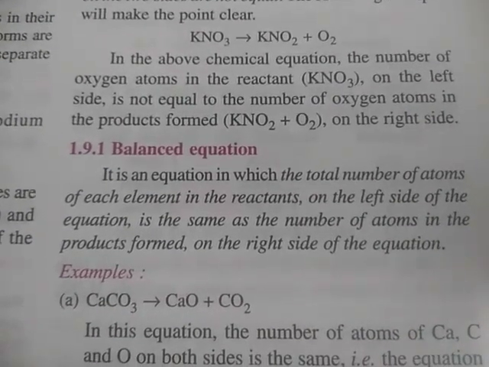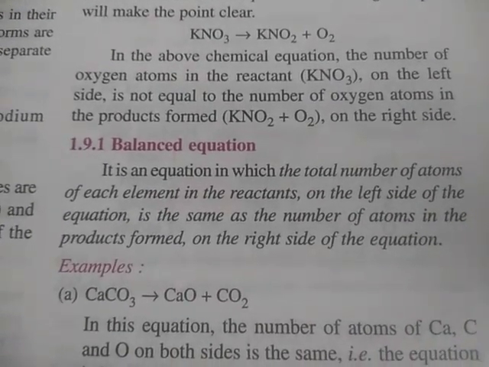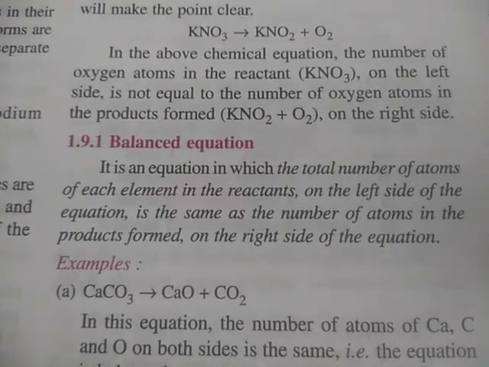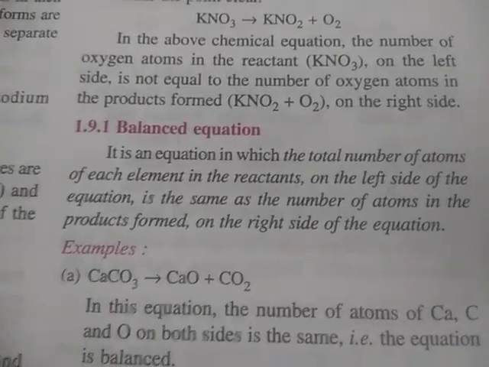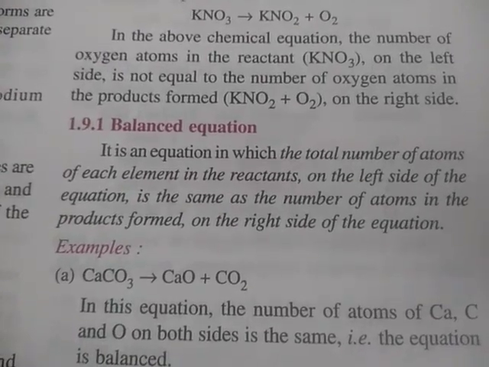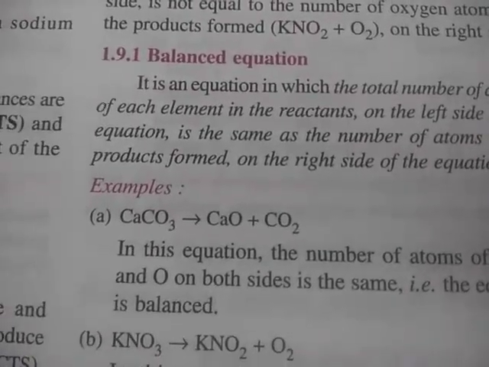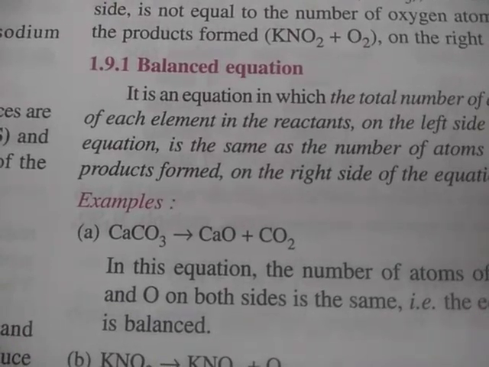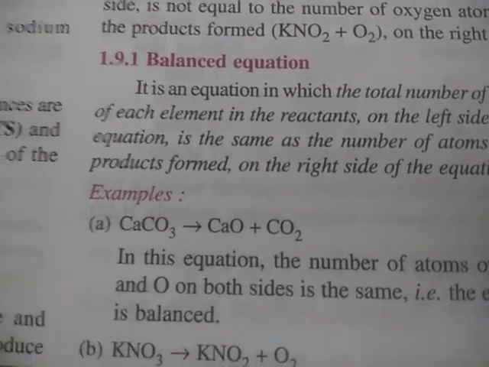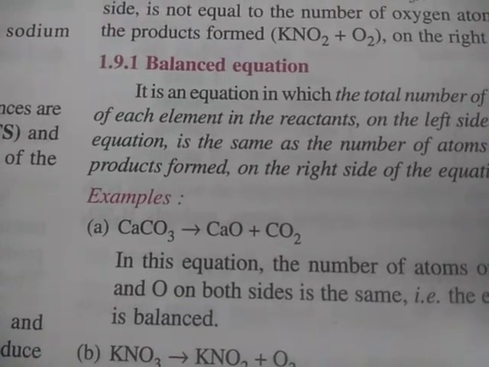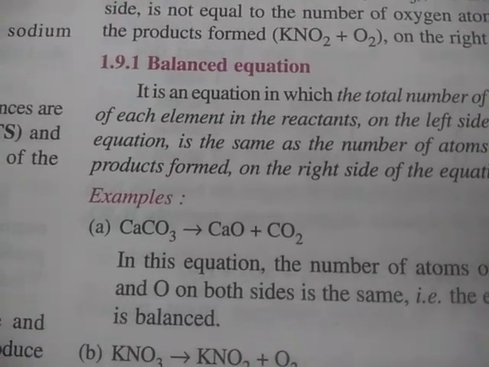Now what is a balanced equation? It is an equation in which the total number of atoms of each element in the reactants on the left side of the equation is the same as the number of atoms in the products formed on the right side of the equation. For example, here you can see calcium carbonate will give you calcium oxide and carbon dioxide. Now how many atoms of calcium are there on the left hand side? It is 1. On the right hand side, again it is 1.